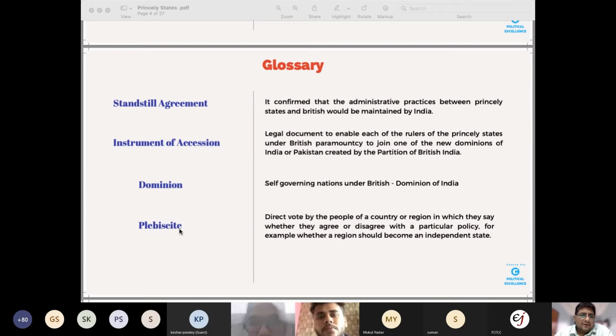Then you will hear something called the instrument of accession. This was the legal document that princely states signed while joining the Indian Union. This document was like terms and conditions. It was like an appointment letter, or in today's time, a contract with the Indian Union. And you will also hear a word called dominion.